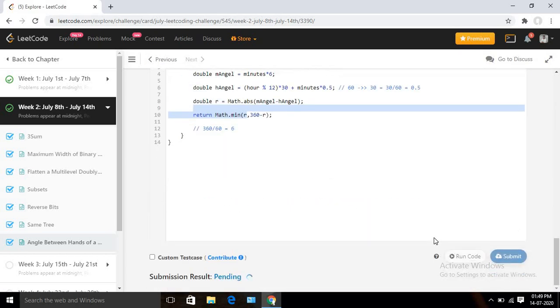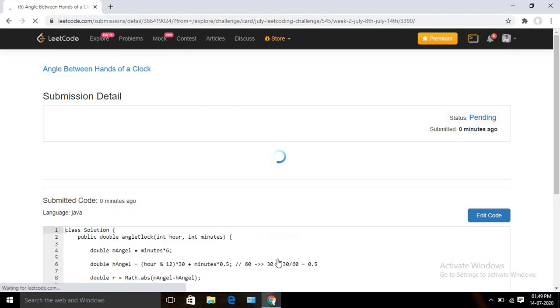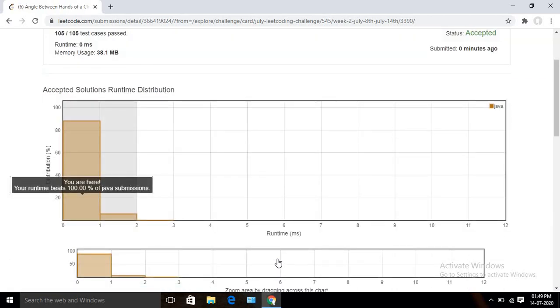Let me submit the answer and check whether it's accepted or not. Yeah, it's accepted. Let's check our time complexity also. You can see it's beating 100% of Java submissions.